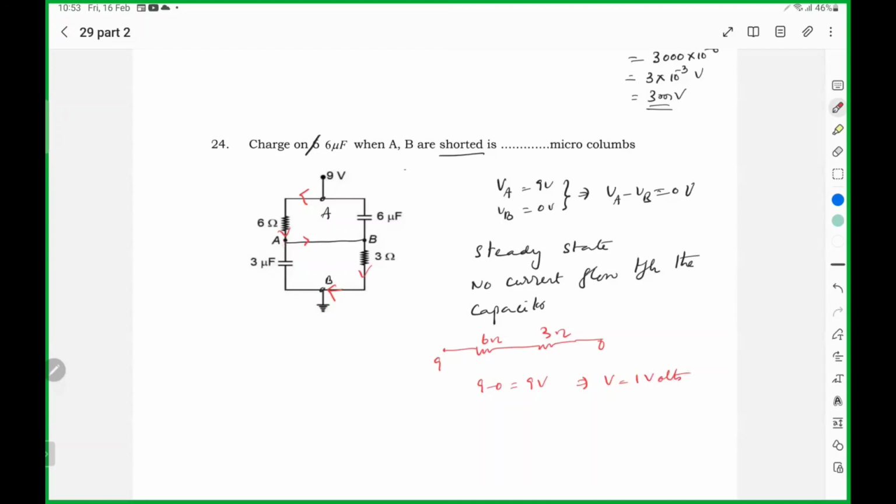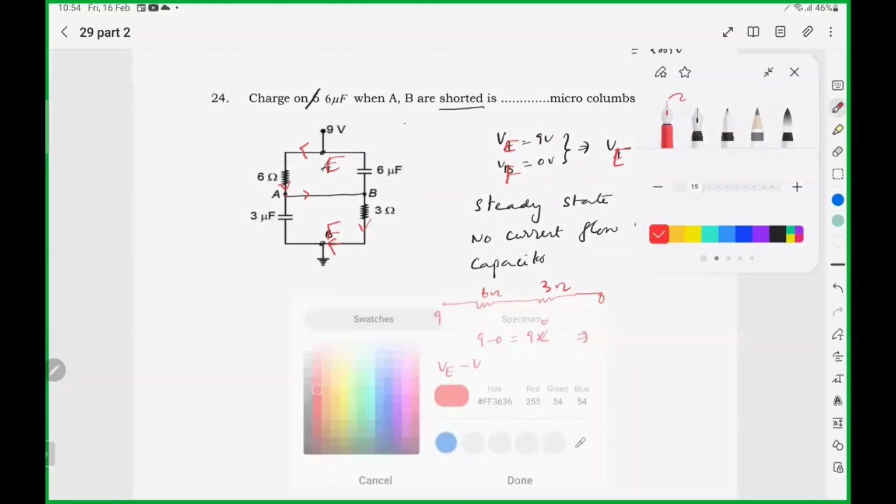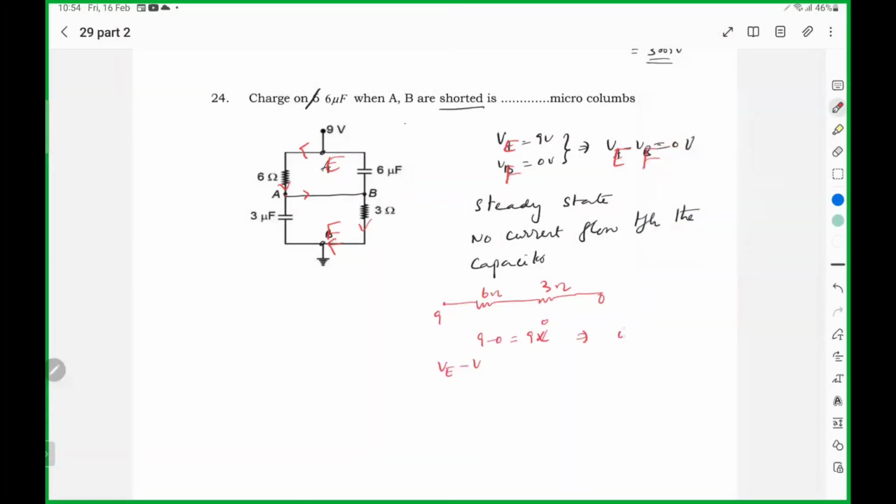So let me write this as E and F. Already A, B are there. VE, VF. So here we got potential difference as 9I. I here is 1 ampere current flows through this.